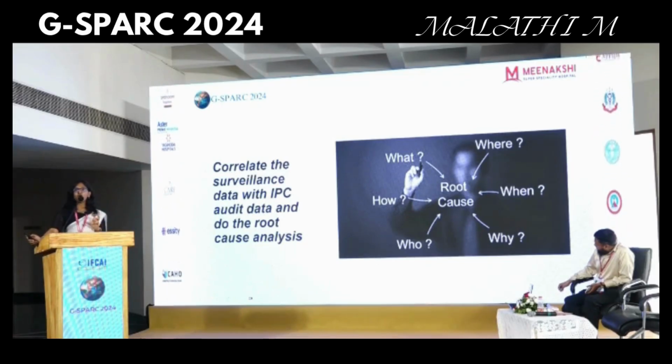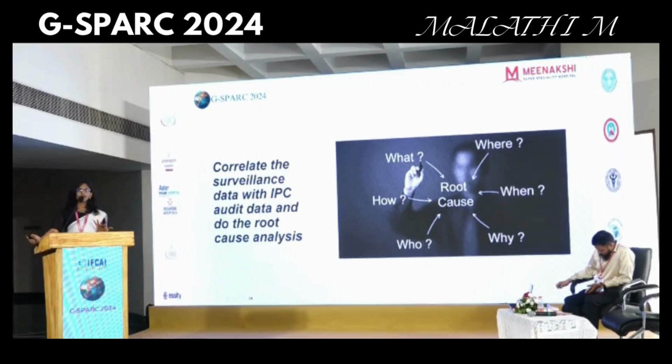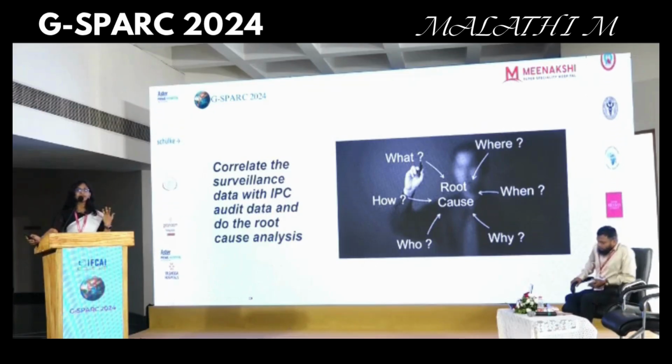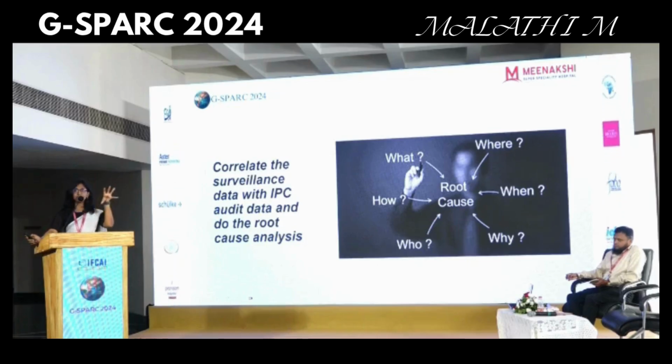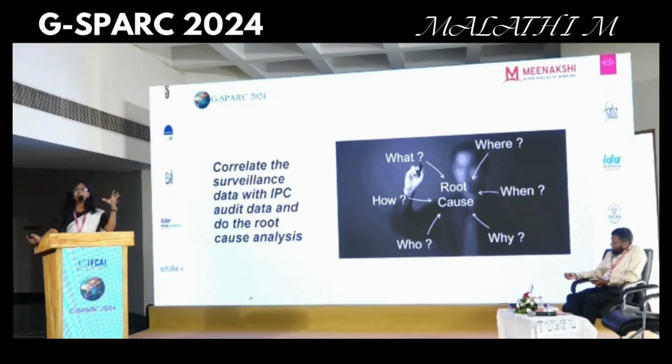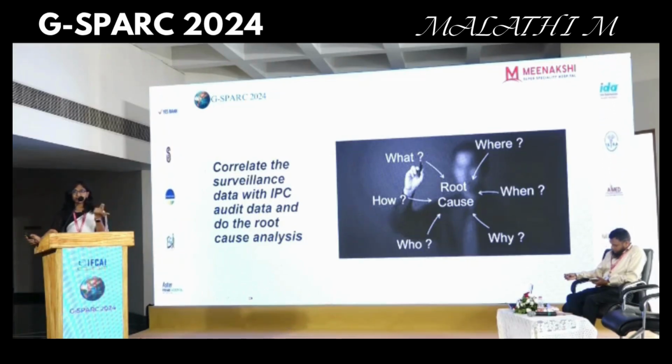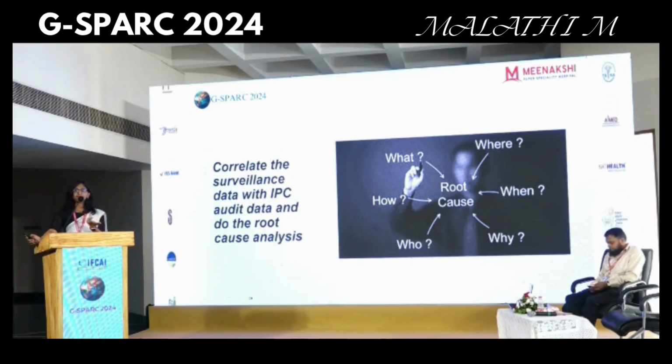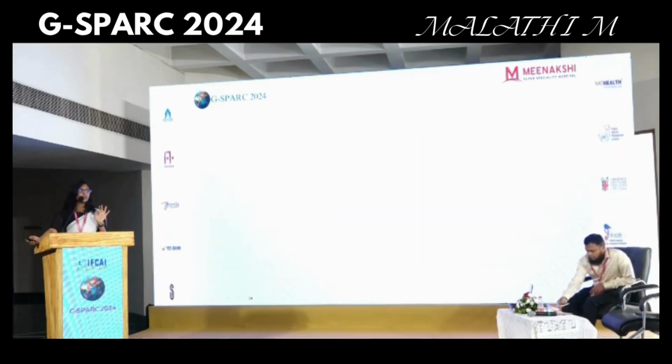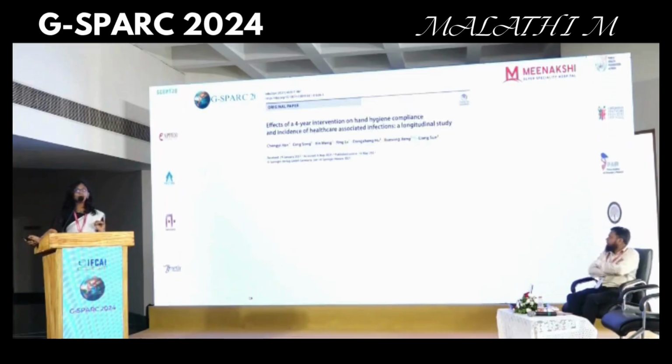So let's say the CAUTI rates are very high. Why are the CAUTI rates very high? So you have to think and you have to look at the other data. So let's say neurosurgery ICU CAUTI rates are high. Get the data of hand hygiene audit, get the data of IPC audit and PPE audits from the same locality by the infection control nurses. Start doing a plotting of the curve.